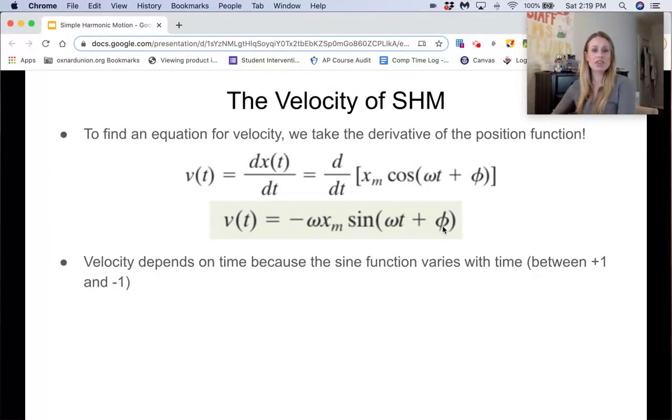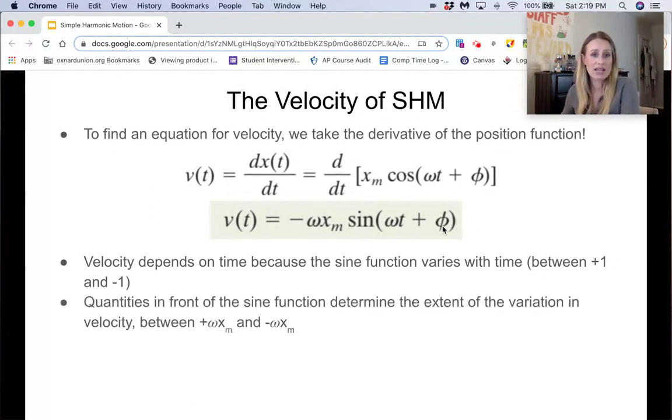Now here we can see that velocity depends on time because the sine function varies with time, and the sine function is going to vary between a positive one and a negative one. So because sine varies between a positive one and a negative one, this tells us that the quantity in front of the sine function determines the extent of the variation in velocity. So velocity is going to vary between a positive omega times x maximum, or the amplitude, and a negative omega times x maximum, or the amplitude.